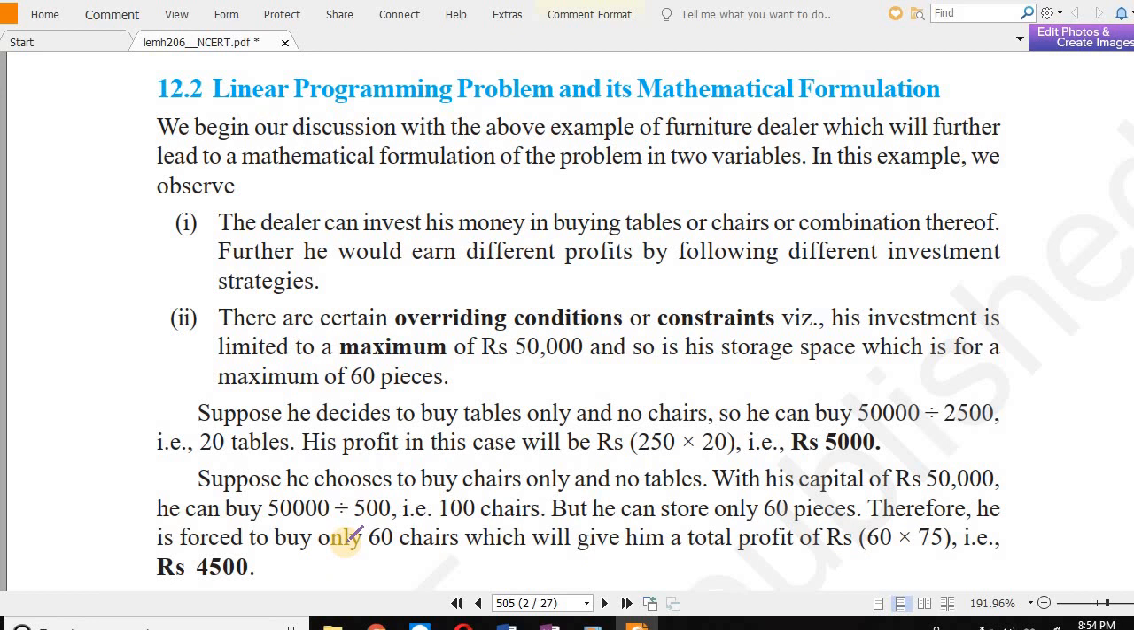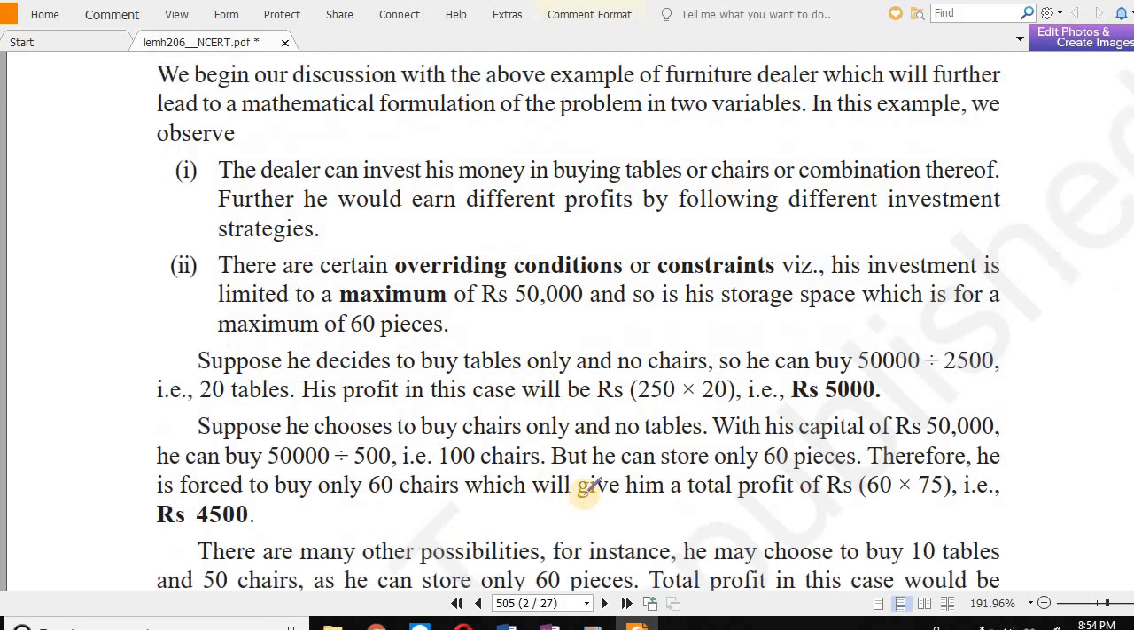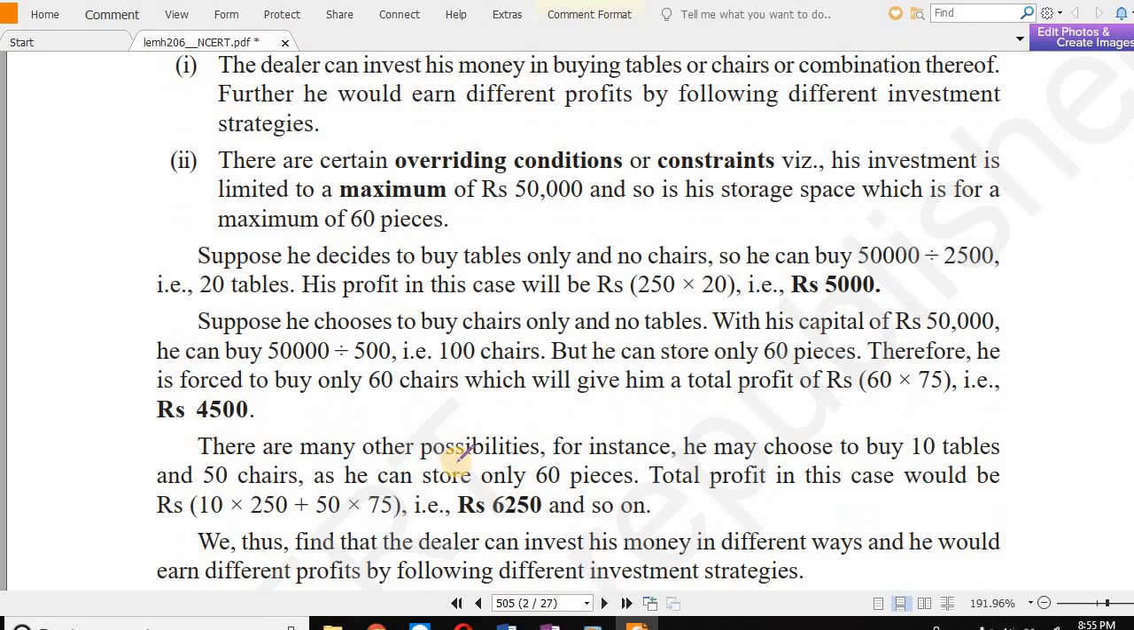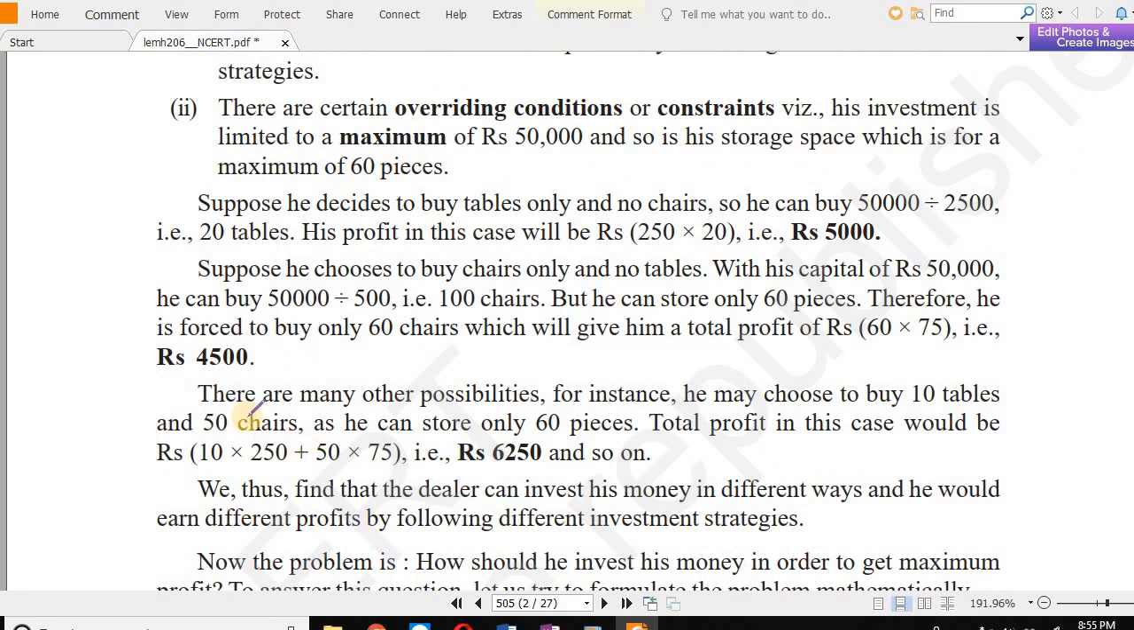But think about this. The chairs cost a lot less than tables, but they've got, comparatively speaking, a larger profit. The profit is 75, which is about a quarter of 250, but the chairs cost much less than the tables. The chairs cost only 1/5 what a table costs. So it seems like you'd like to buy as many chairs as possible, but you're limited because you have limited storage. So how do you solve this problem? You've got conflicting requirements. So in this case, he buys a mixture, 10 tables and 50 chairs.